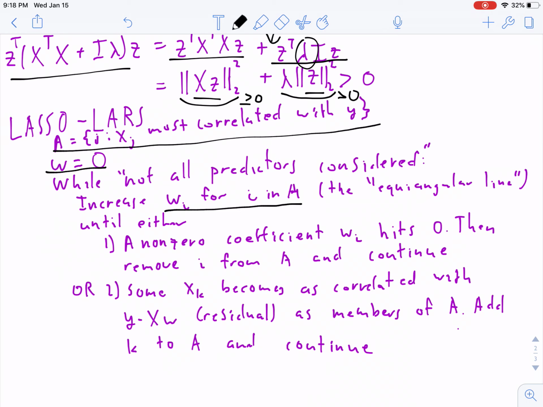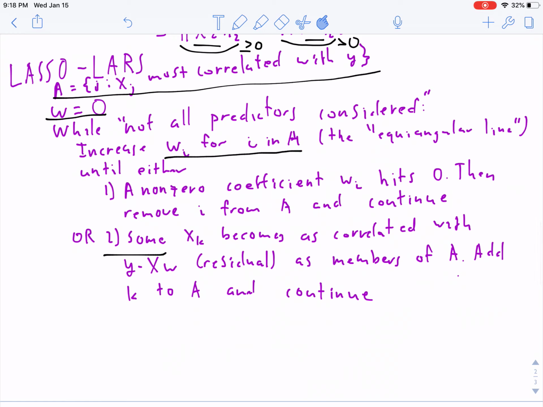The second thing that can happen is that there can be some other k that's not in the active set, and xk becomes as correlated with the residual as the members of A. Then we just add that to the active set and continue on the equal angular line, now considering k. And basically this ends up having the exact same behavior as the lasso regression, which is really interesting. So that's one possible solution to lasso. Awesome.